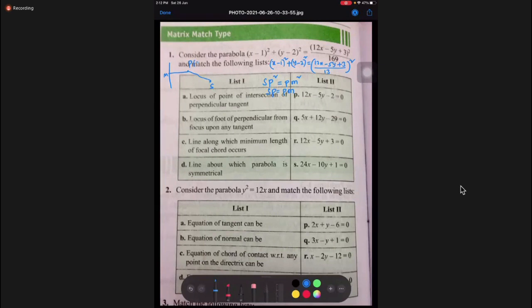So P is a locus of point (x, y) if I take. From this discussion overall, you can say that the focus is (1, 2). Got it, students, all of you? And the line is 12x minus 5y plus 3. This is the directrix, and that is the focus.